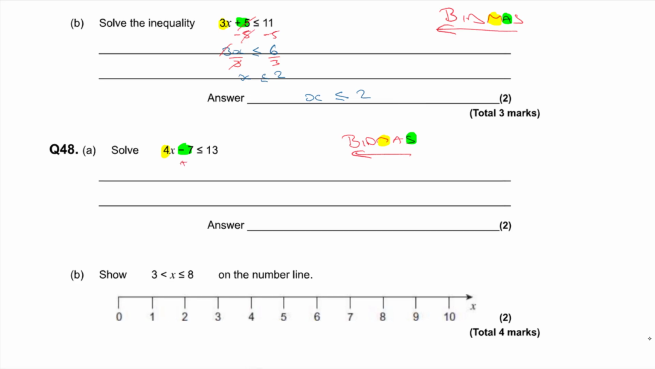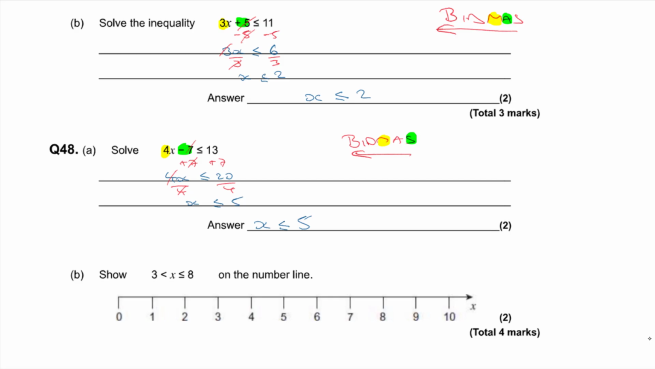So the opposite of subtracting is adding. Add in 7 to both sides, they're going to cancel. That's going to leave me with 4x is less than or equal to 20. Dividing both sides by 4, that's going to leave me with x is less than or equal to 5.